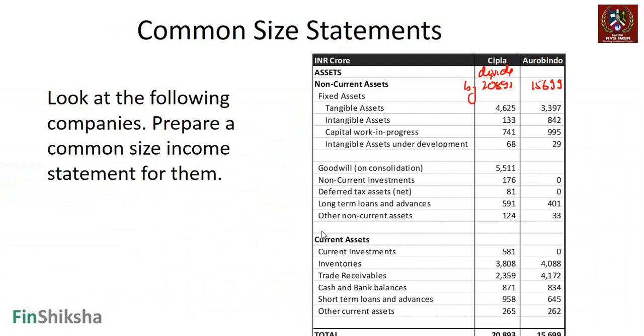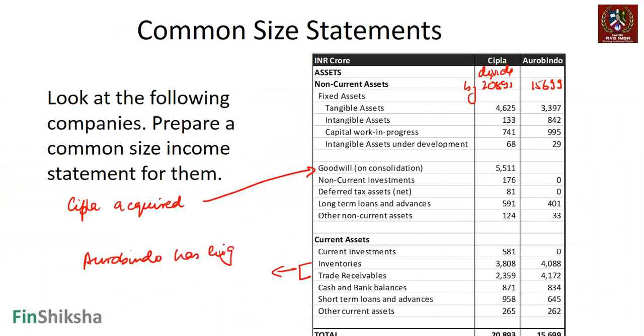So those are the other two pieces of information that come out of this entire analysis. The first thing is Cipla seems to have acquired some firm, and that's why the goodwill comes here. The second is about inventory and trade receivables, where Aurobindo has higher inventory and receivables, and that's based on a proportion of the total assets.